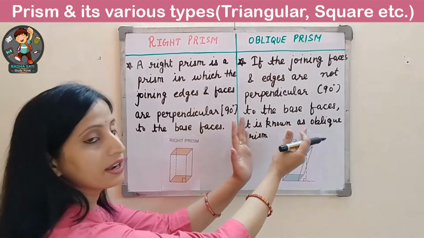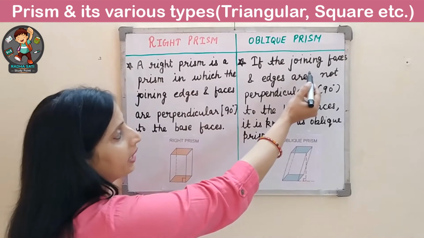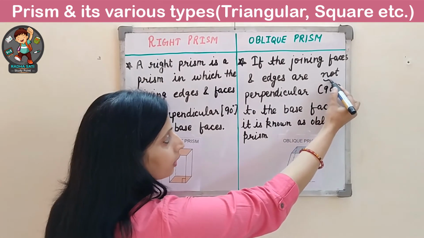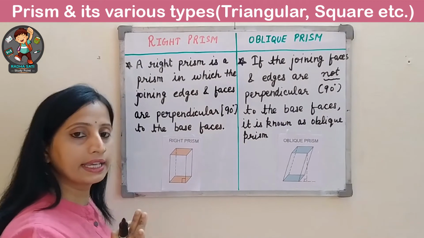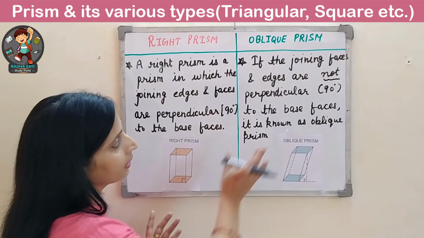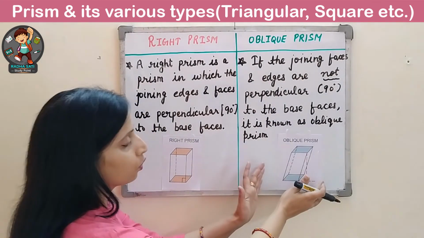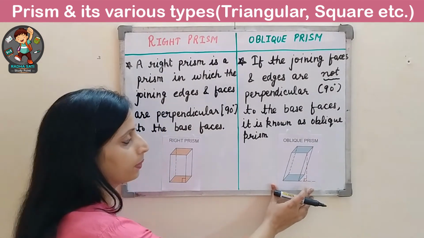So these prisms are just the opposite of right prisms. If the joining faces and edges are not perpendicular, when our faces and edges are not making an angle of 90 degrees with the base, then it will be considered as an oblique prism. Look at this diagram here. This is an example of an oblique prism.